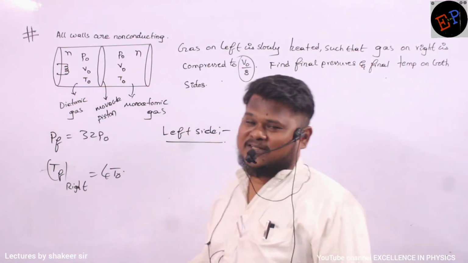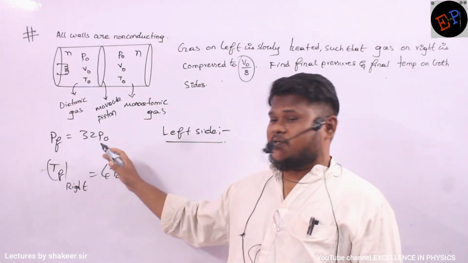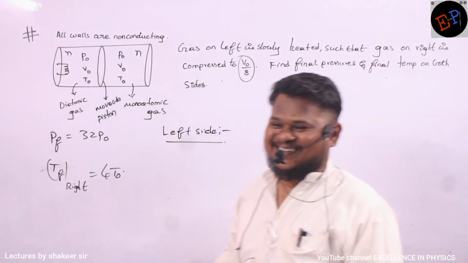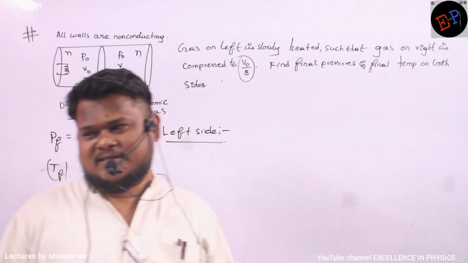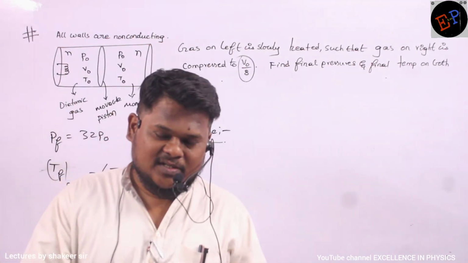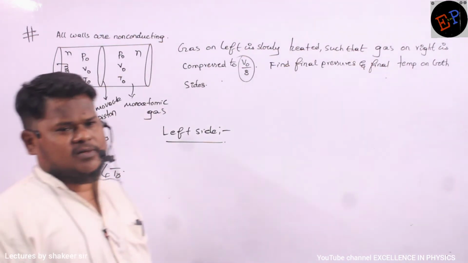Isobaric? No, pressure is changing, no? My initial pressure is P naught, final pressure is 32 P naught. Then how is it isobaric? It is not any specific process. All the three variables are changing. Pressure is changing, volume is changing, temperature is changing. So specifically there is no particular process here.